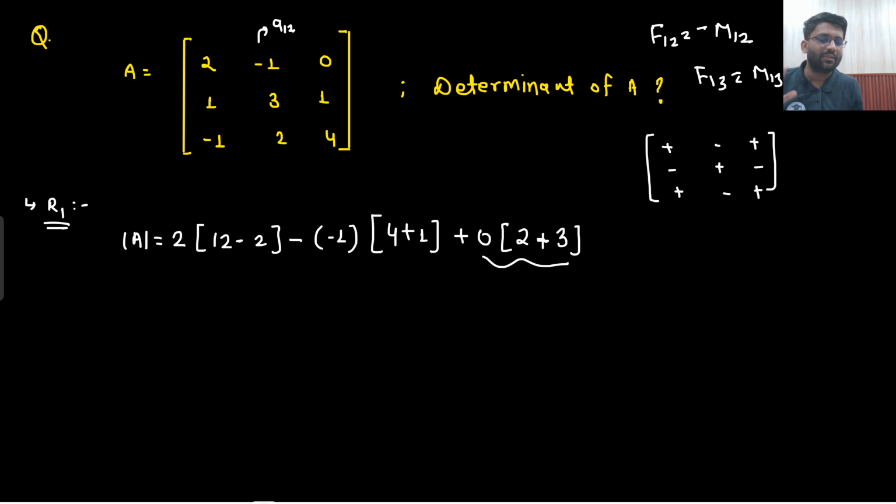So 0 into anything will be 0 only. I don't need to care about it. So 2 into minus 10. This will be plus 1 and this is 5. So what is the answer? Minus 20 plus 5. That will be minus 50.